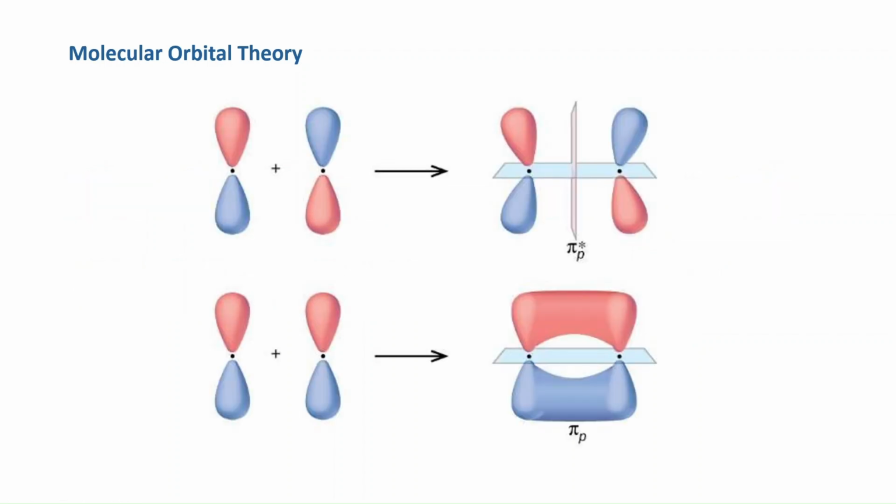Now, if they interact sideways, they're going to form pi orbitals. But once again, you form two. You form a pi bonding and a pi anti-bonding. The pi bonding has lower energy than the pi anti-bonding.